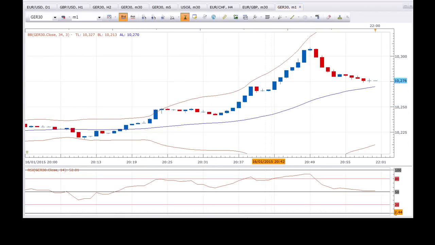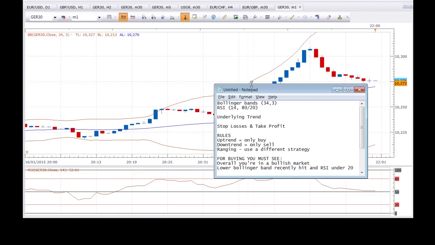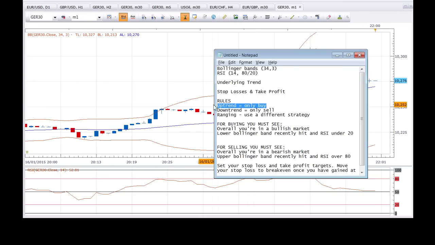Okay, so that means one thing. We have to be aware of the rules of this trading strategy. If you're in an uptrend, you only buy. If you're in a downtrend, you only sell. If the market is ranging and choppy, then use a different strategy. Now, for a buy, you need to be in a bullish market, as we just said. Two things need to be hit. The lower Bollinger Band must recently have been touched, and RSI needs to be under 20. If both of those conditions are met, then buy.